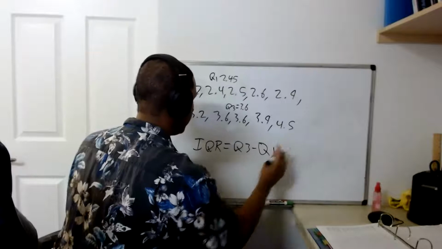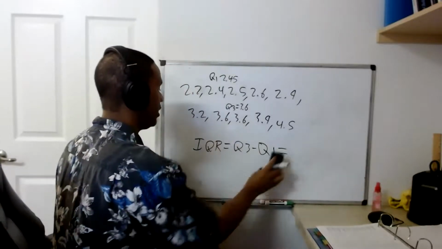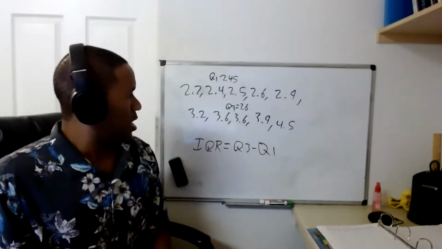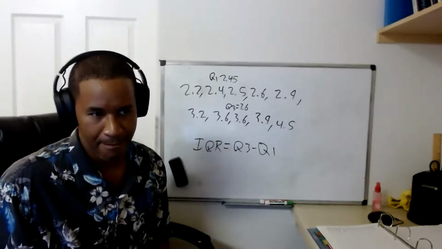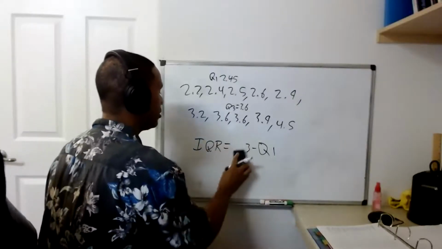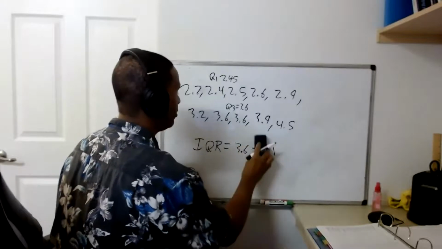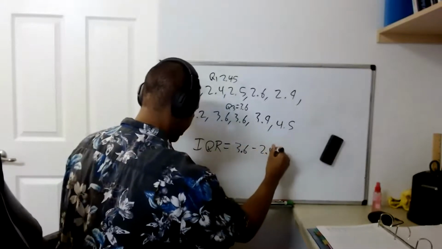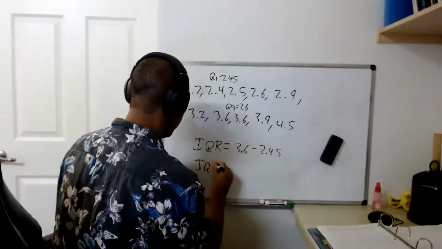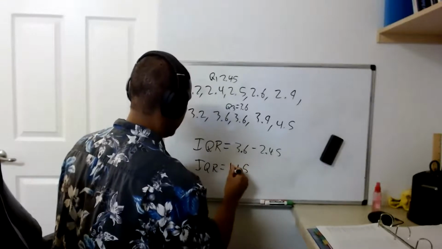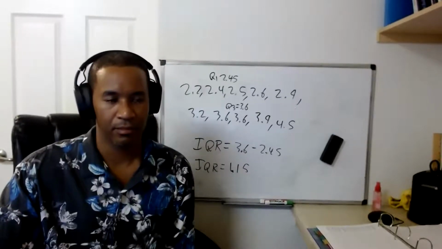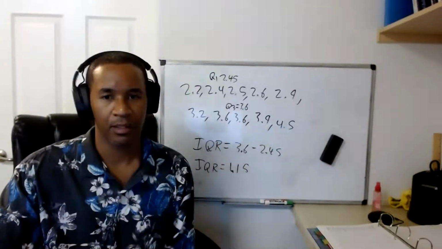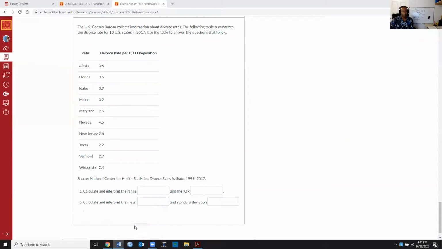So what is my IQR here? What is my IQR? 1.15. Good. So if I take Q3, which I know is 3.6, minus 2.45, I'm going to be left with an IQR, which is equal to 1.15. Anybody have any questions about that? Okay, so that's how you'd go about getting the IQR.